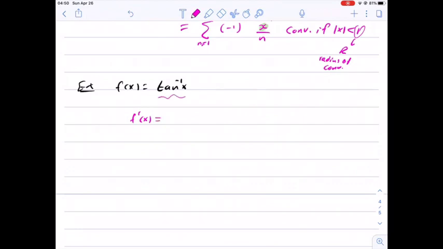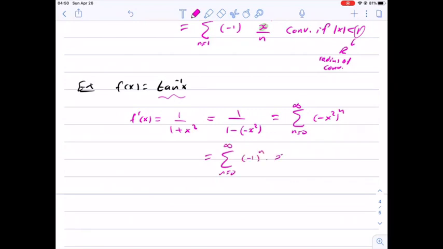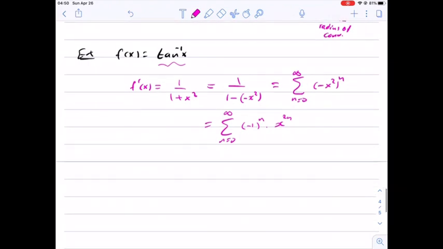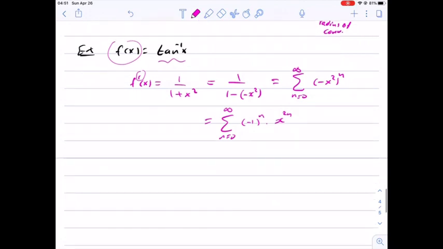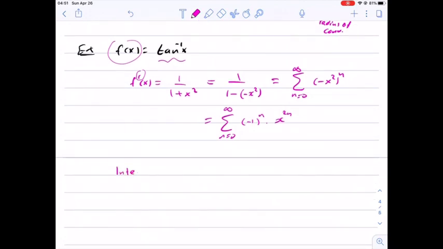So what is the derivative of tan inverse of x? The derivative of tan inverse of x is 1 over 1 plus x squared. And as you can see, this can be compared to the geometric series that we know, and we obtain the series n from 0 to infinity of negative x squared to the power n, or the series n from 0 to infinity negative 1 to the power n x to the power 2n. And then we want to get rid of this derivative because we have the function f of x, not the derivative of f of x. So to get rid of the derivative, we integrate both sides.